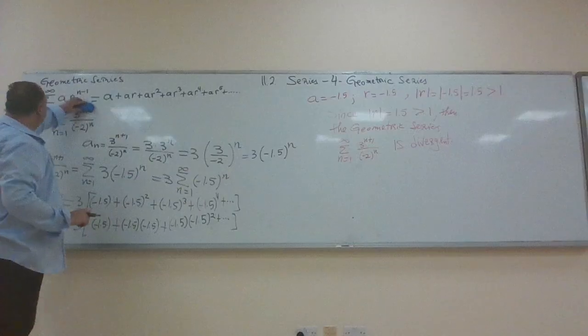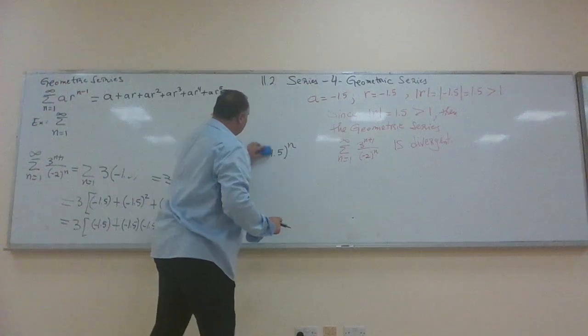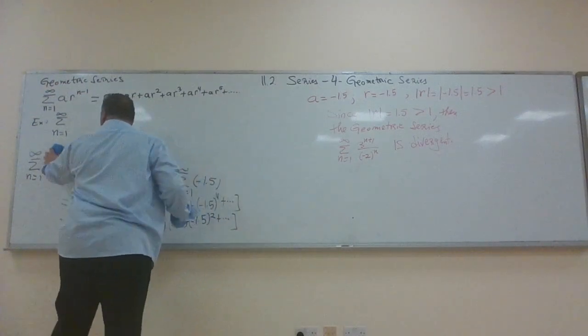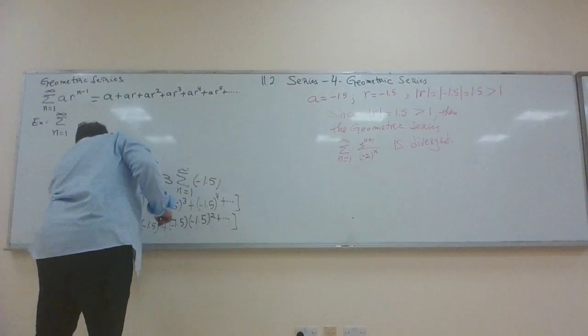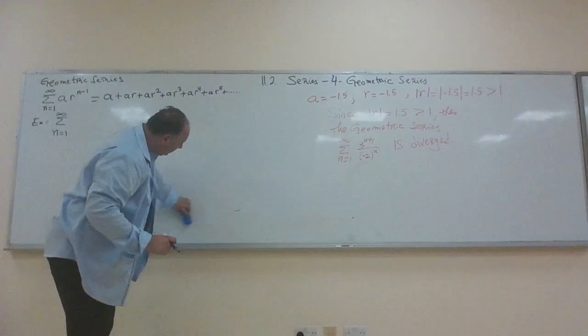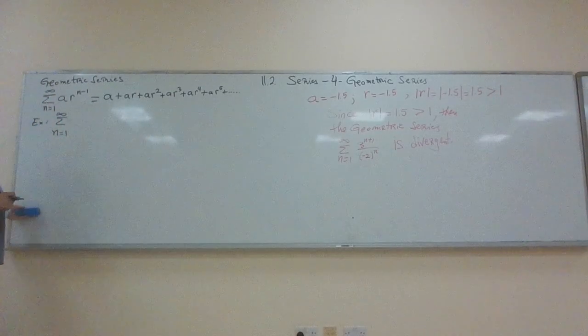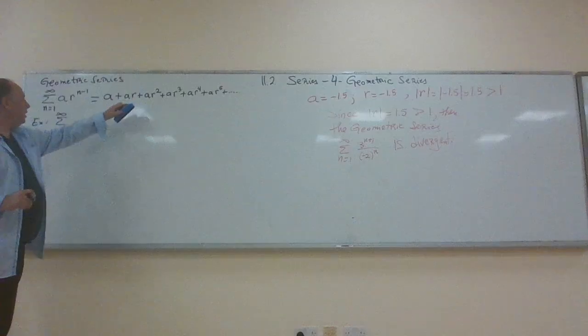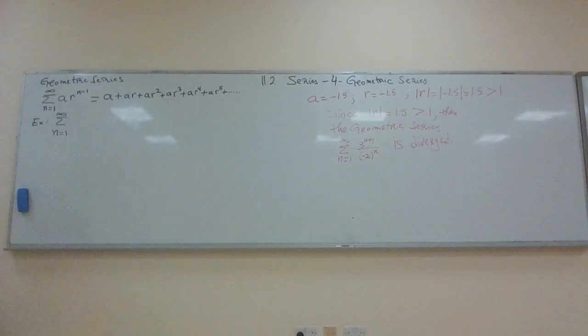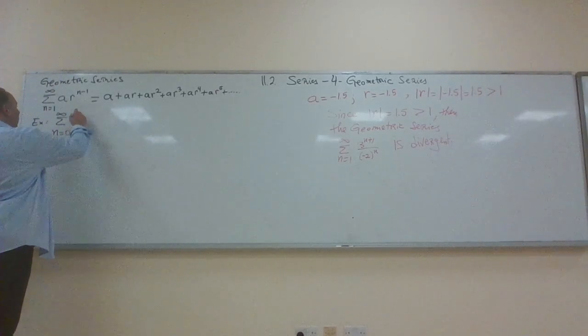Let's have fun with another one. So essentially this is just a practice of writing out a couple of terms of a geometric series, recognizing the first term and then recognizing what is the common ratio R. Based on R, we decide if the series is convergent or not. So let's say I have something like this.